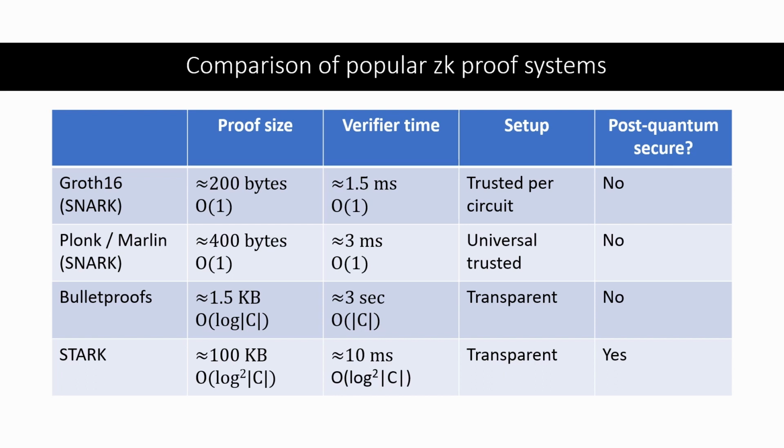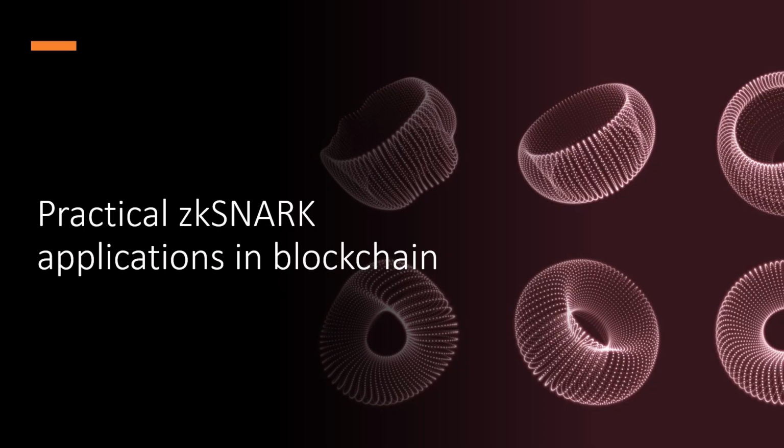Finally, we can compare some popular ZK proof systems. Groth16 and Plonk Marlin are both SNARKs that use a trusted setup, which result in a constant time proof size and constant verifier speed. Bulletproofs and STARKs are other proof systems. They both have transparent setups, but as a trade-off, their proof size and verifier speeds are orders of magnitude larger than SNARKs. Now that we've learned what a zkSNARK is, let's look at two real-world examples using it.